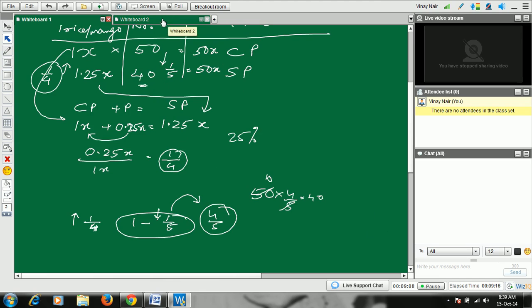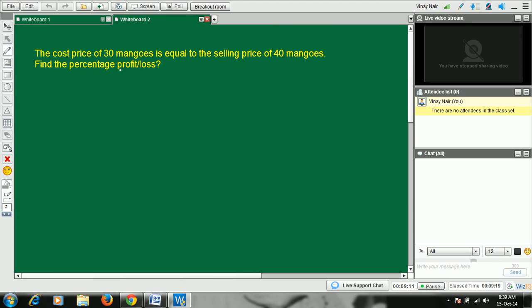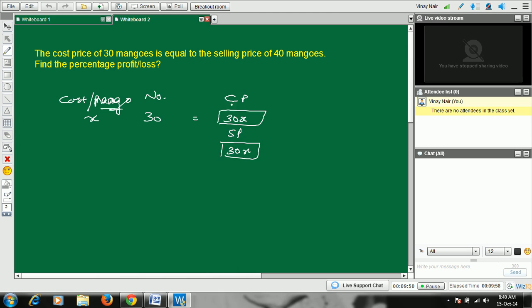So let us look at another example, a similar one. The cost price of 30 mangoes is equal to selling price of 40 mangoes. So there is a cost per mango. So let the cost price of one mango be X or whatever it is. So we have here 30x, and the selling price is also equal. That is, the selling price of 40 mangoes is equal to 30x.